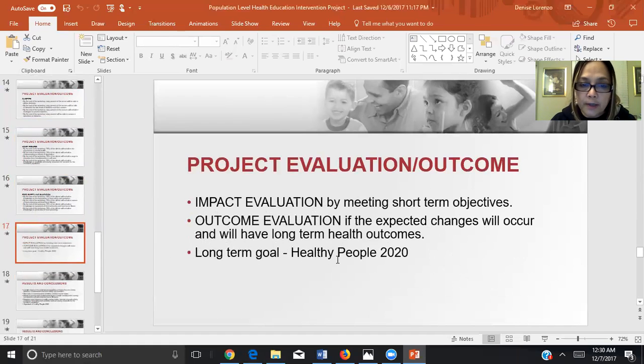Project evaluation and outcome. The success and failure of my interventions were measured by means of impact evaluation, by meeting the short-term objectives that I just discussed. And also another measurement was outcome evaluation, if the expected changes will occur and will have long-term health outcomes. And this is in line with the long-term goal of the objectives for Healthy People 2020.